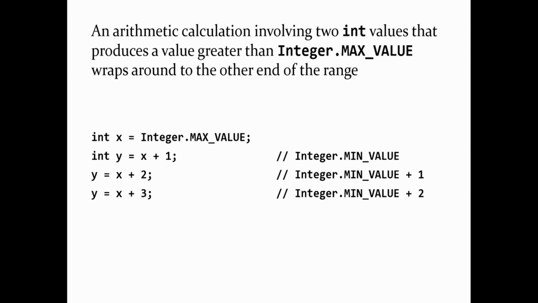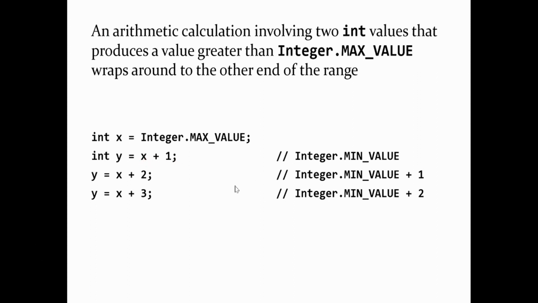And max value is over here, right? So that's integer max value, Integer.MAX_VALUE. If I start here and add 1 to it, it wraps around and comes back to here. So you end up with integer min value. And so what does that mean? I can add 2 positive values and end up with a negative value.